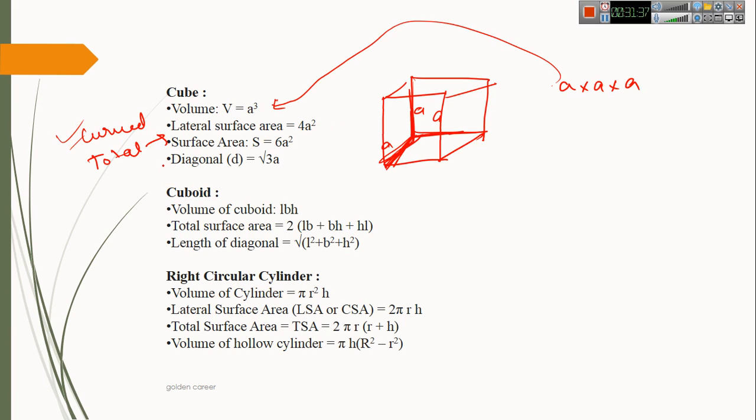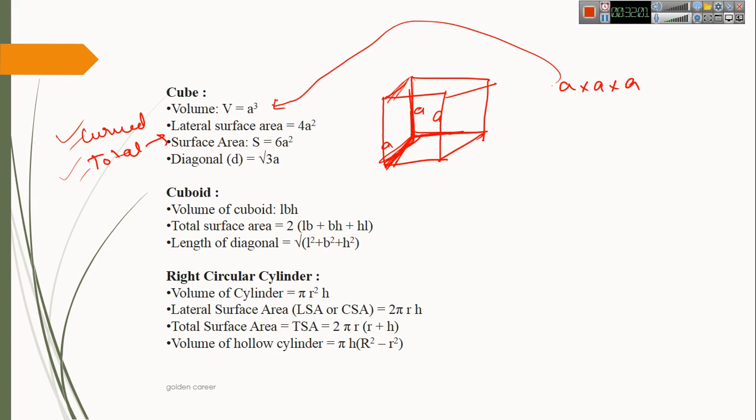And when you add to this curved surface area the area of the roof and the floor, then we get the total surface area. You can consider your room to be a cube, so it will help you to understand this curved surface area and total surface area concept. Since the sides of a cube are the same, the area of each face will be A square.